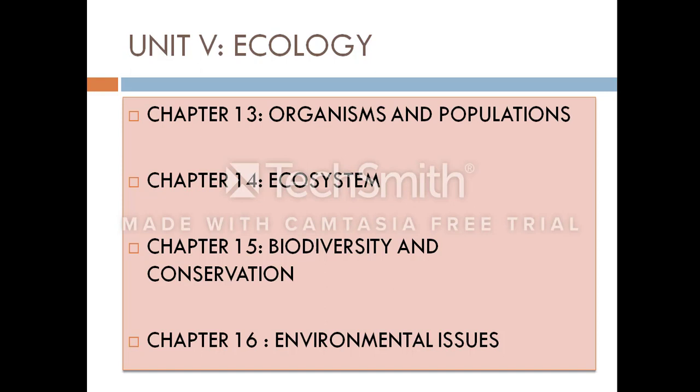There are only 4 chapters, in which we are going to study about organism and population, at the level of organisms in this environment, and at the level of populations. The 14th chapter is ecosystem. What is ecosystem? How is it important? What are the types of this ecosystem, what is the importance of this ecosystem, like that.